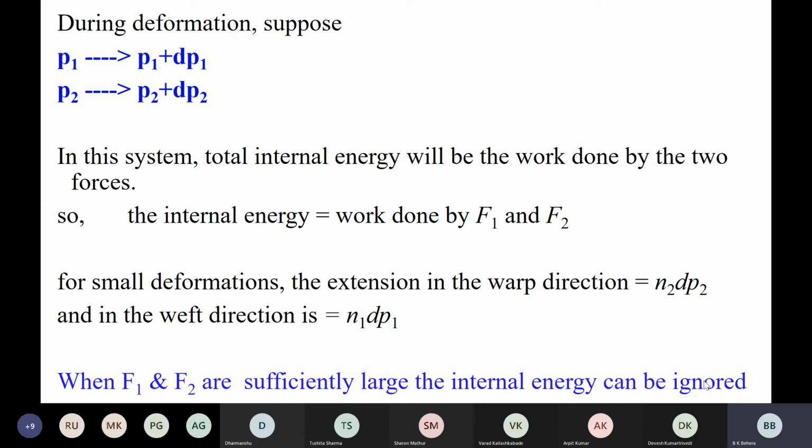For a small deformation, the extension in the warp direction will be N2 dP2. The extension in the weft direction will be N1 dP1. I hope you all understand from the same geometry. So this is the change in dimension in the warp direction, and this is the change in dimension in the weft direction. Because the fabric is subjected to two loads, one in warp and one in weft, it is biaxial loading.